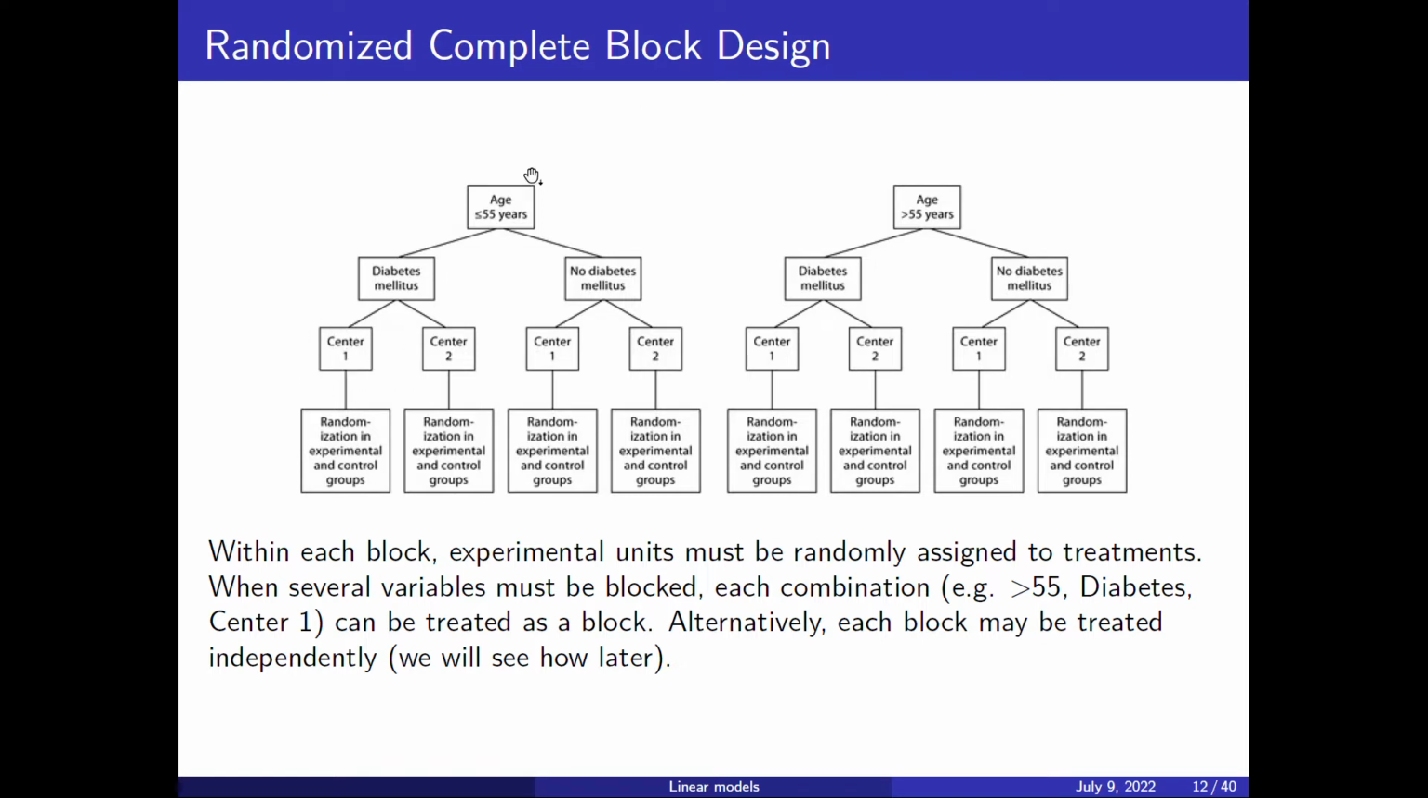So the people here at this point, they are all in center 1, they all have diabetes, and they are all younger than 55 years old. So this group is as homogeneous as it can be in terms of my variables, and there is where I randomized. So I randomized these people to the control and to the experimental group, and the same for the other ones.